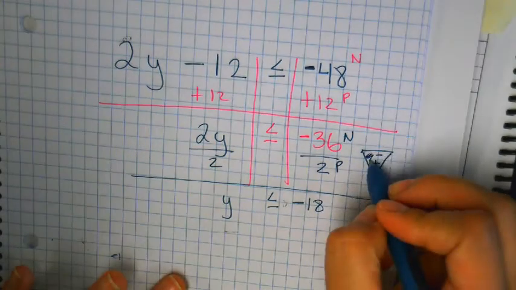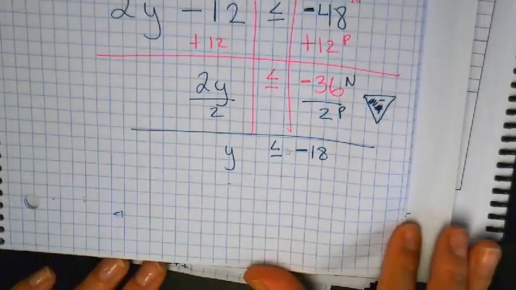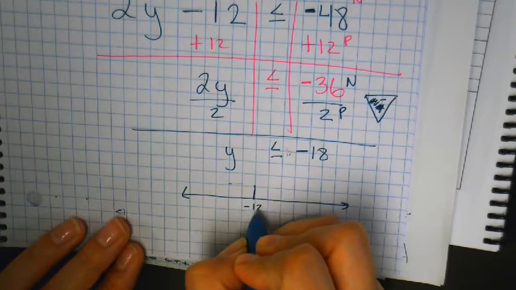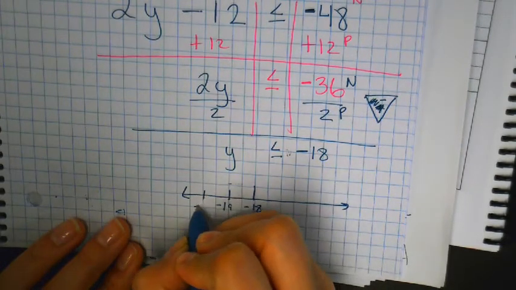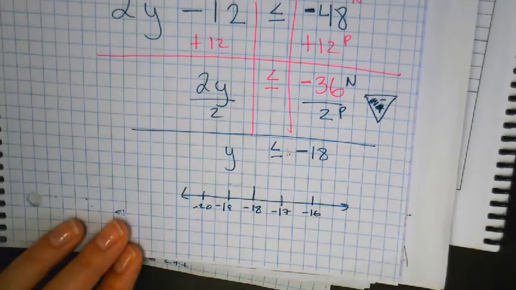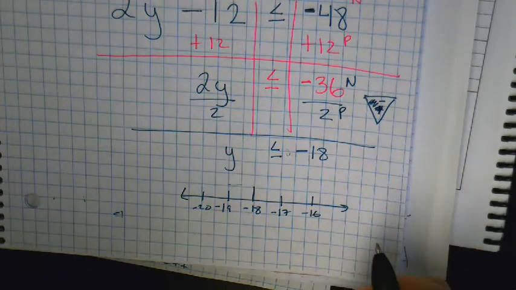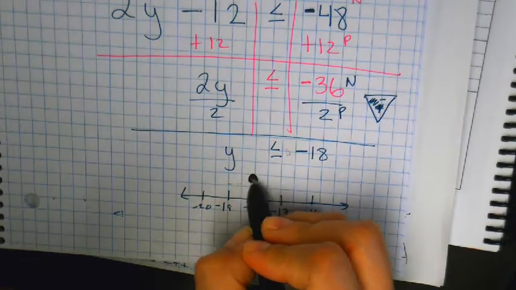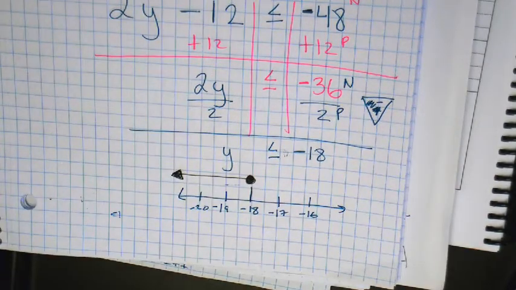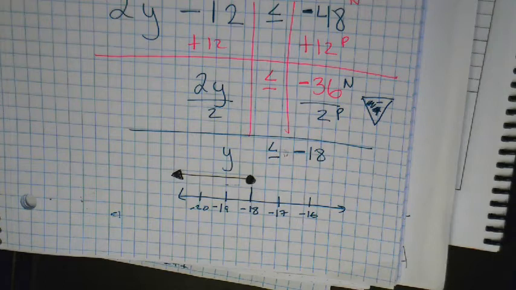So we can cross that out. We're going to draw our number line. Negative 18, negative 19, negative 20, negative 17, negative 16. Open or closed circle? Closed. And we're going to shade this way. Yes? No? Maybe so? I don't think I'll give you any negatives on today's worksheet. What answer did you get? I got negative 18. Y is less than or equal to negative 18. Yay!